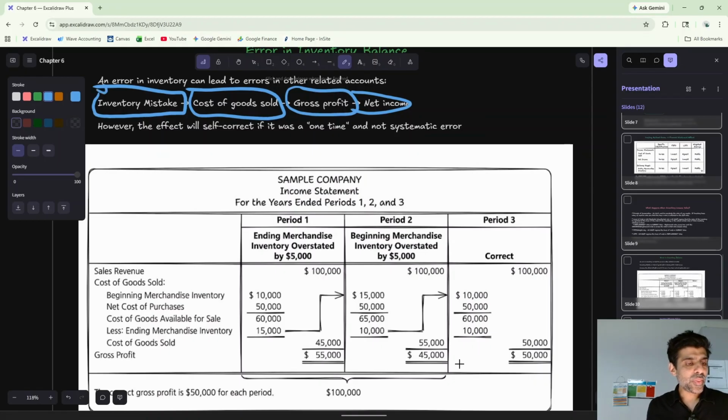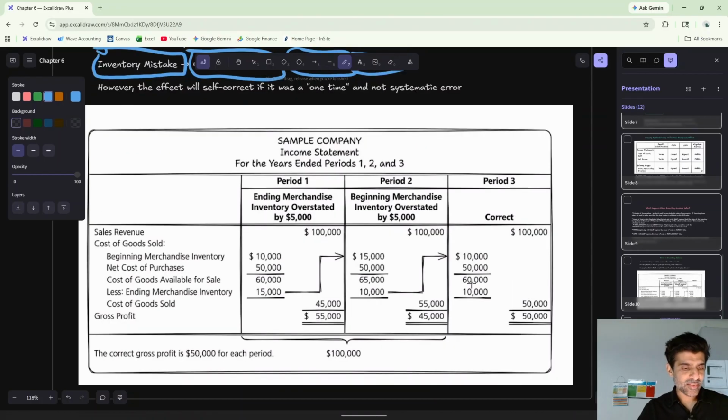So if the mistake is not systemic, meaning it was a one-time mistake, you went in and counted wrong, it will actually fix itself over a number of periods. Okay, so let's just follow this example and see. In this first period, what it's saying is that you overstated your inventory by $5,000. You went in and counted your inventory. It should have been 10,000, but you said it's 15,000. It's just overstated by 5,000.